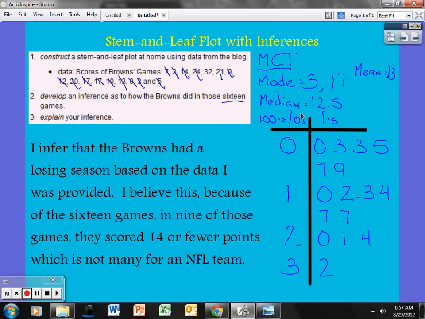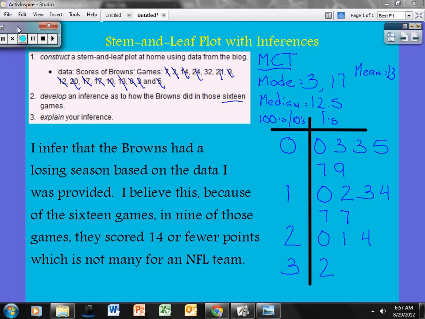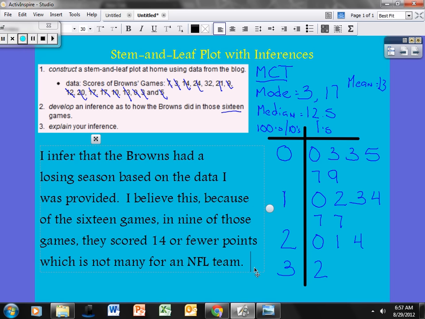So, based on this data, I'm going to infer that the Browns had a losing season based on the data I was provided. I believe this because of the 16 games, in 9 of those games they scored 14 or fewer points, which is not many for an NFL team. Let me scroll this up here. Continue.